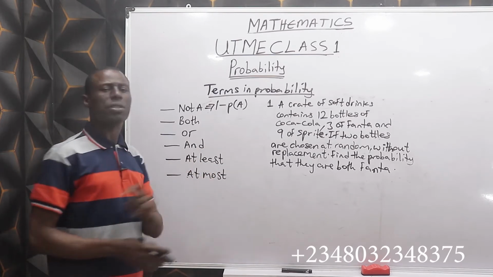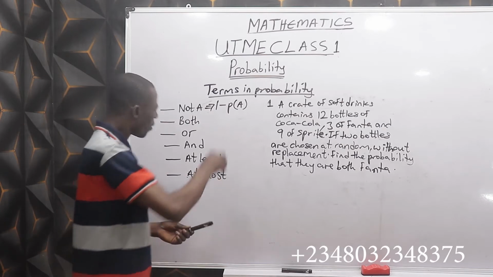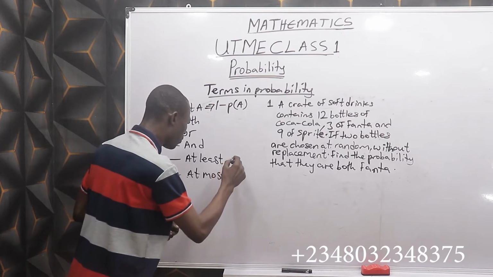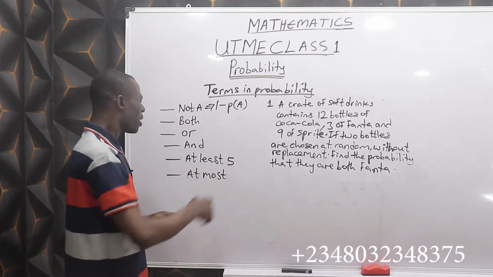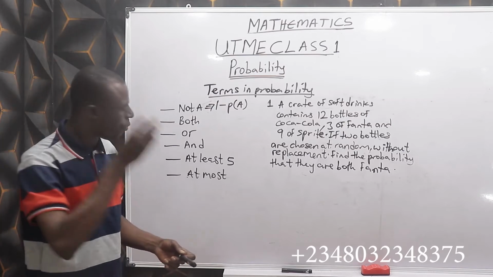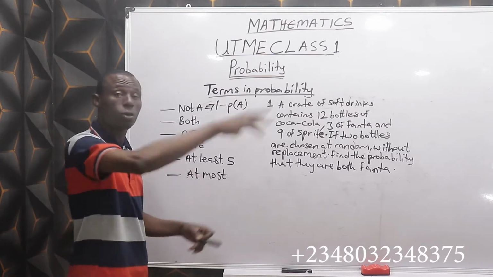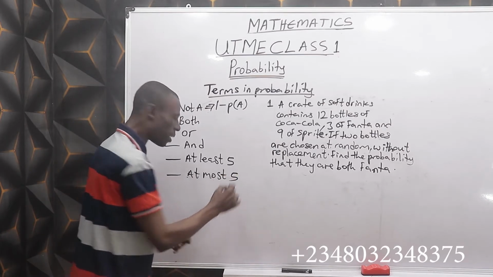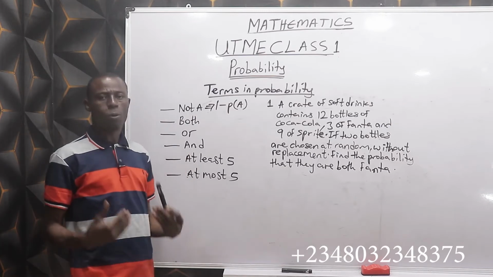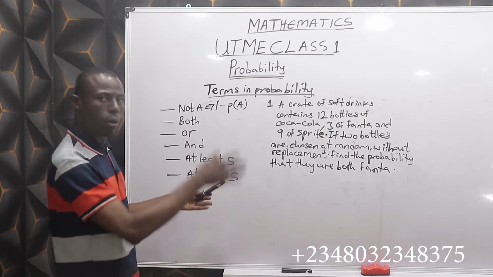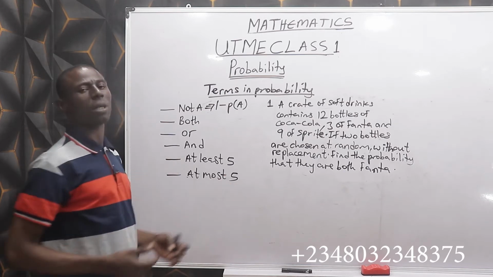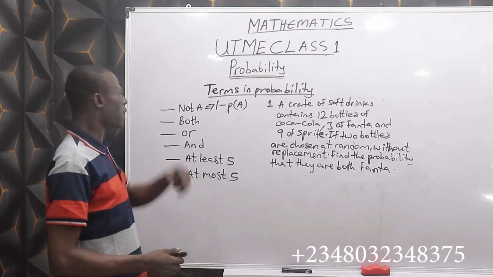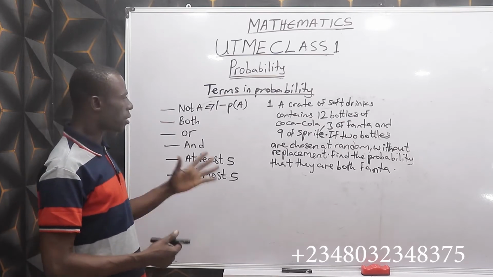Now, the words at least mean from that item and above. Let's say at least 5. It means 5 and above: 5, 6, 7, and so forth, depending on what you have in the data. At most 5 means 5 and below: 5, 4, 3, 2, downward like that. So that's the interpretation of at least and at most. Let's see how to apply them in an example.